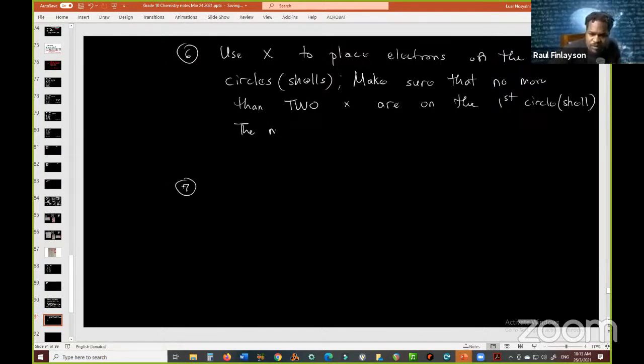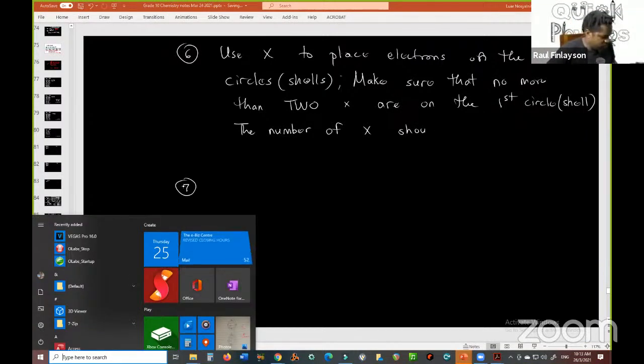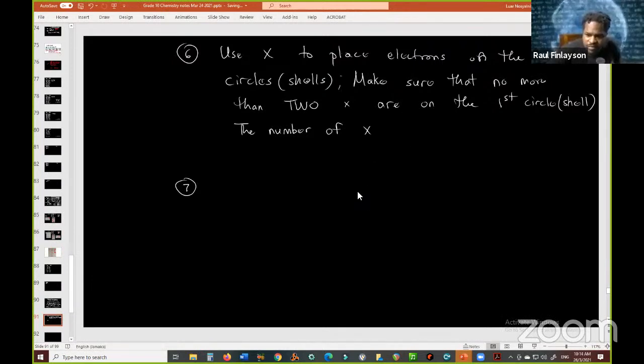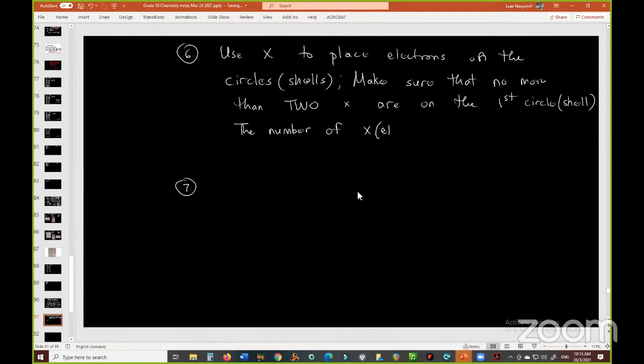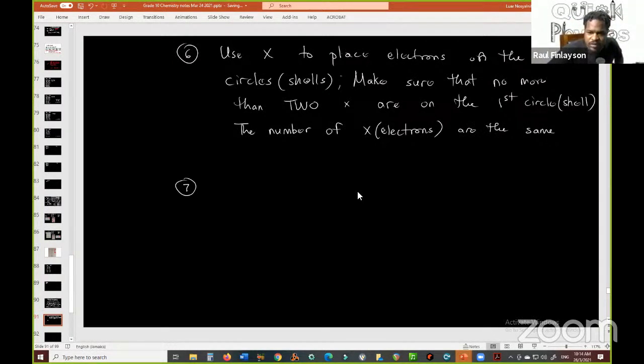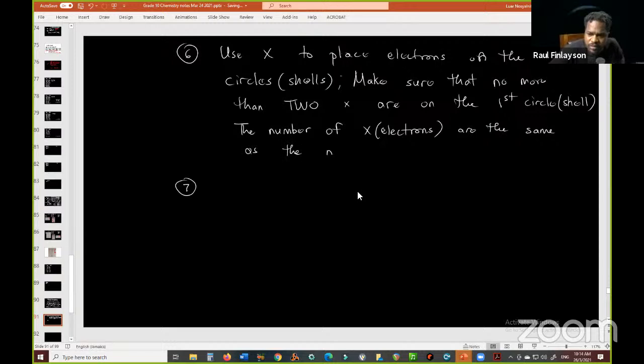The number of X should be, and I remember, we say X means, what was the X mean again, class? Electrons, sir. Number of X are the same as the number of P.